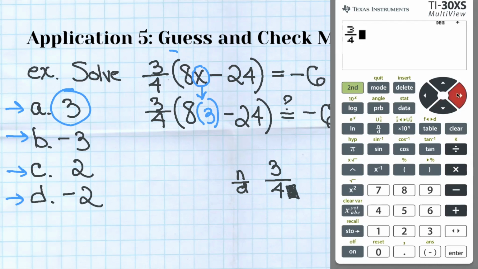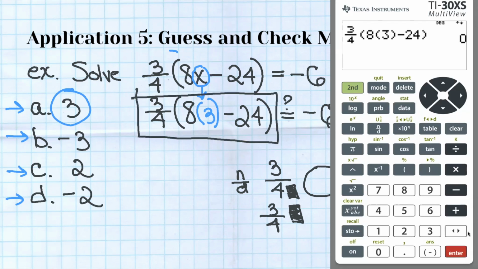So now it's important to use your arrow key again, that round arrow, to arrow right. And now you should see that you're blinking next to the fraction instead. And now you'll be able to type the rest of your expression. So open up parentheses, 8, parentheses, 3, close parentheses, minus 24, close parentheses, and see what it gives you. Guess what it gave me? This whole thing gave me 0.